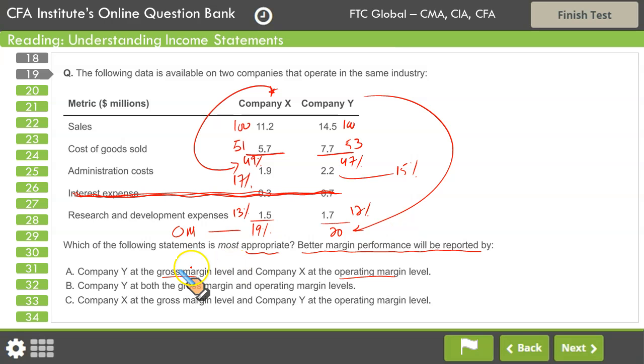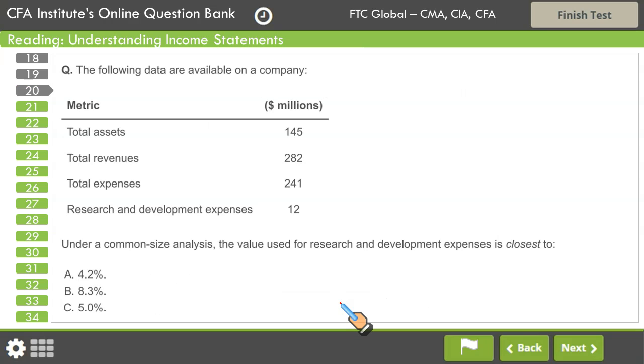So what can we conclude? Company Y is better in gross margin? No. Company Y is better both in gross and operating margin? Wrong. Company X has a better gross margin? Correct. And company Y has a better operating margin on a comparative basis. So without doubt, C. Next.